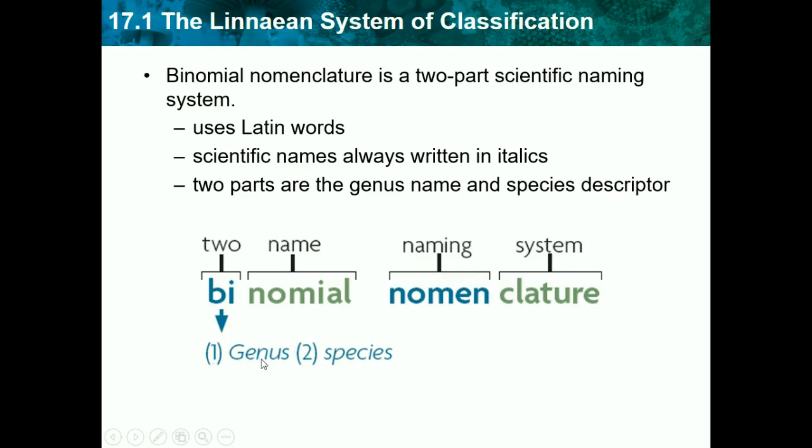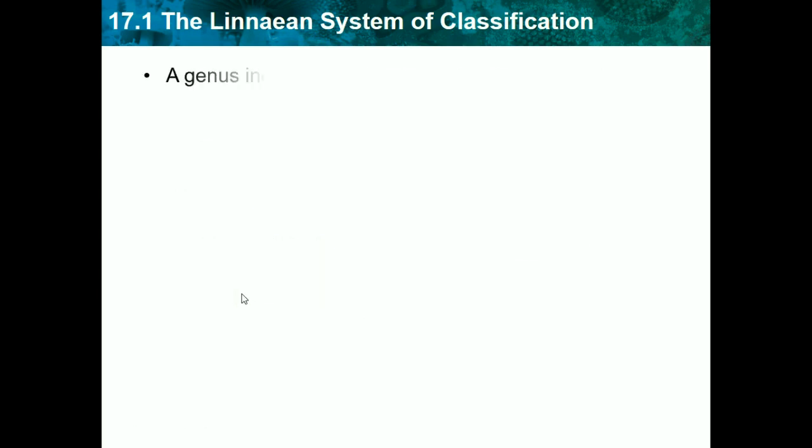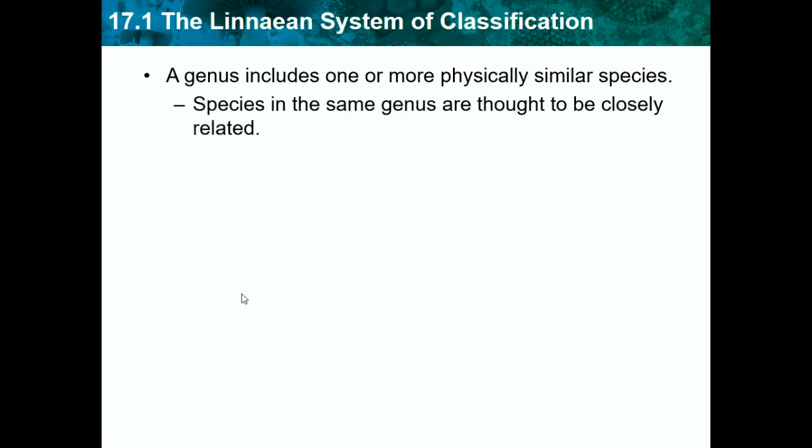The first word is the genus, the second word is the species, and this is also important. In binomial nomenclature, there are two names for each organism. The first one is its genus, the second one is its species. Genus is one of the ways that we organize animals, and I'll explain more later. A genus includes one or more physically similar species. Species in the same genus are thought to be closely related.